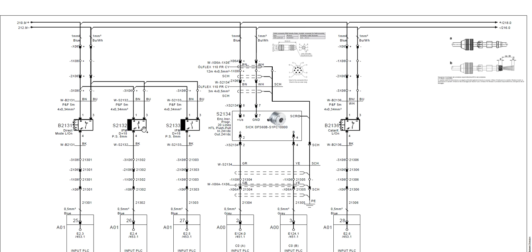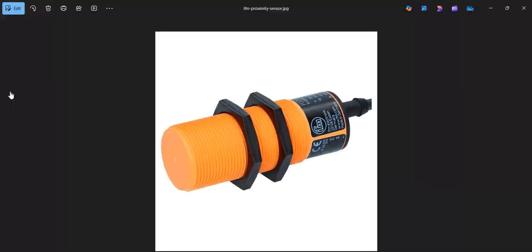Also, this symbol represents proximity switch with positive and negative voltage supply, and also signal with normally open contact, and signal go directly to PLC. Also this one, same type of a proximity switch. This proximity switch is used to detect metal. It's used to detect metal plates.